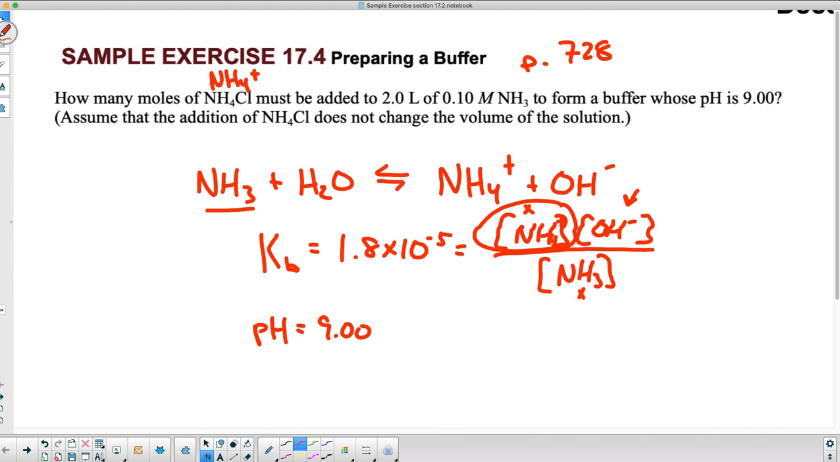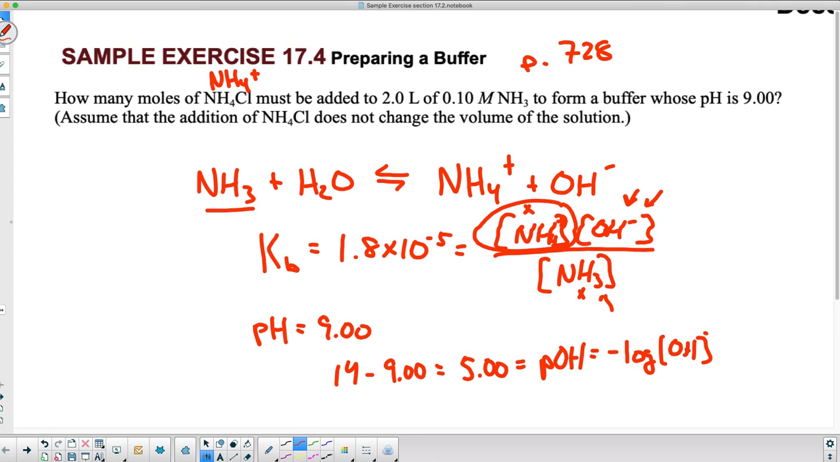I can do this one of two ways. I can take 14 minus 9, okay, to get 5, and that equals the pOH. If you guys remember the stuff we talked about with pH, pH equals the negative log of the hydrogen ion. The pOH equals the negative log of the hydroxide ion. Okay, so once we find this one here, and we know what this one is because in the problem it says 0.1 molar, and then we can find out what that is.